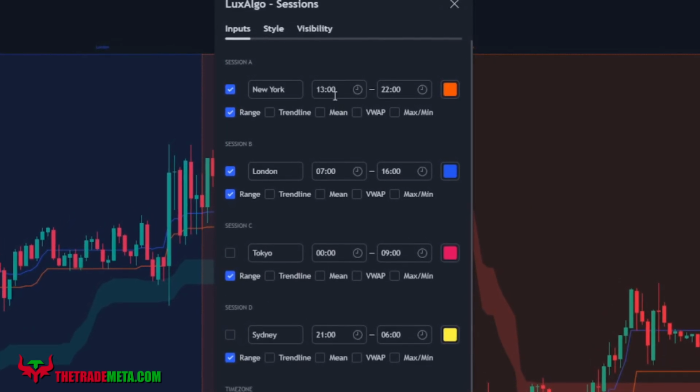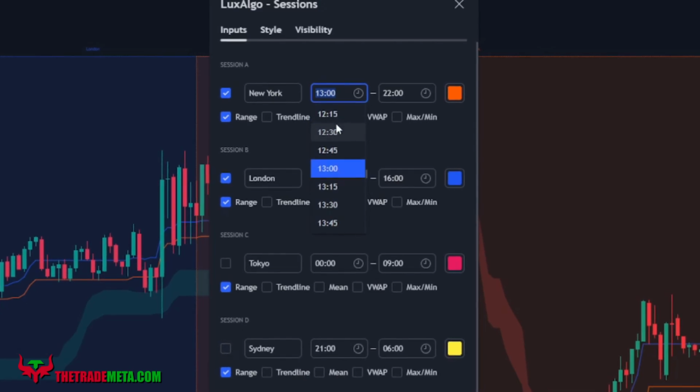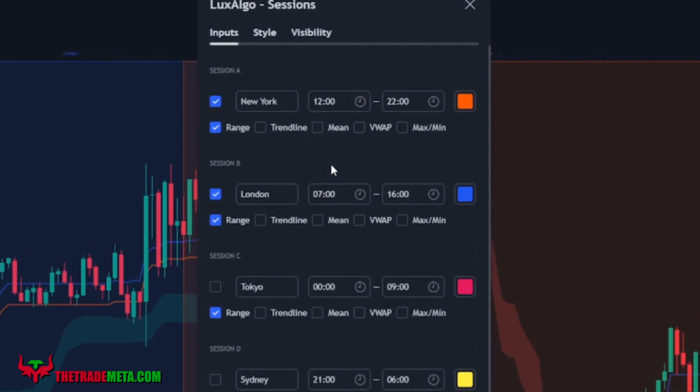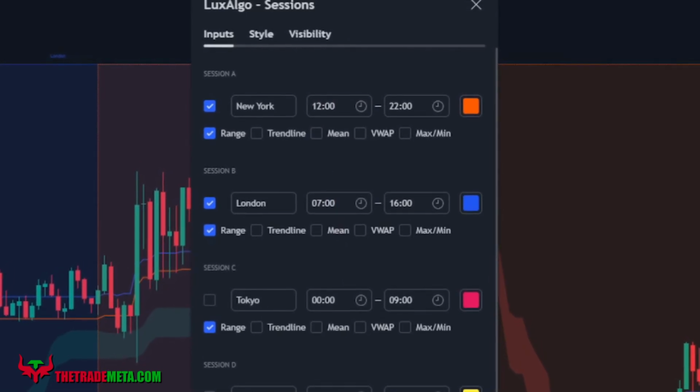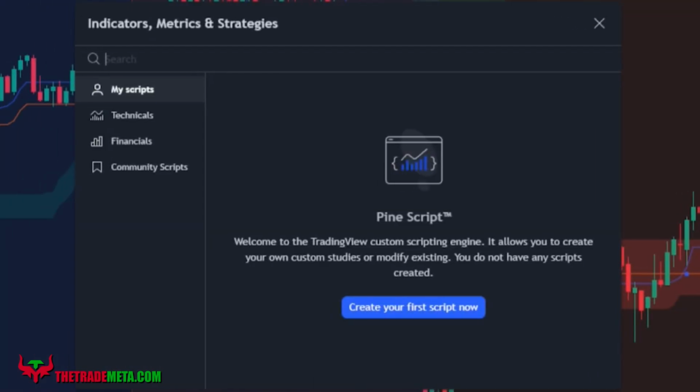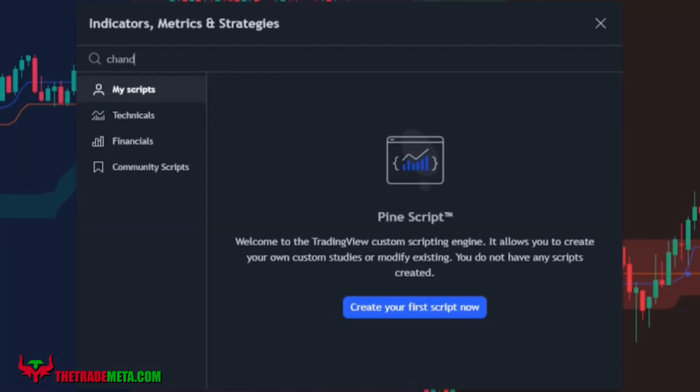Then we're going to change the start time of the New York session from 13 o'clock to 12 o'clock. It may be different for you depending on your time zone, but you want to make sure that New York Open is set to 8 o'clock a.m. Eastern Standard Time. We're going to add one more indicator to the chart.